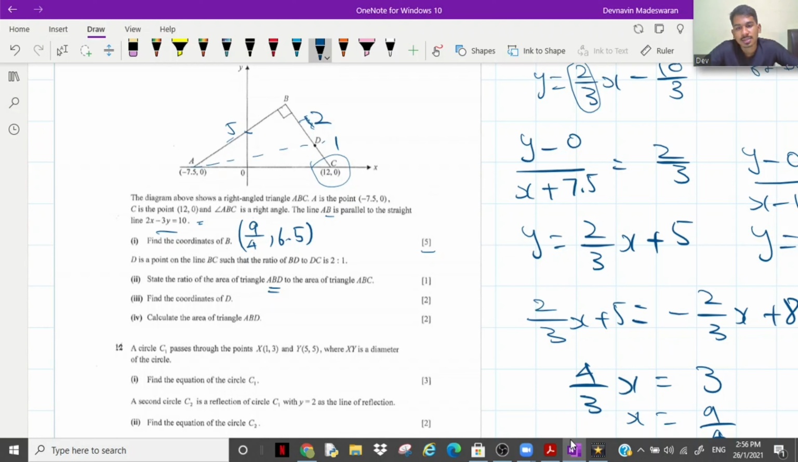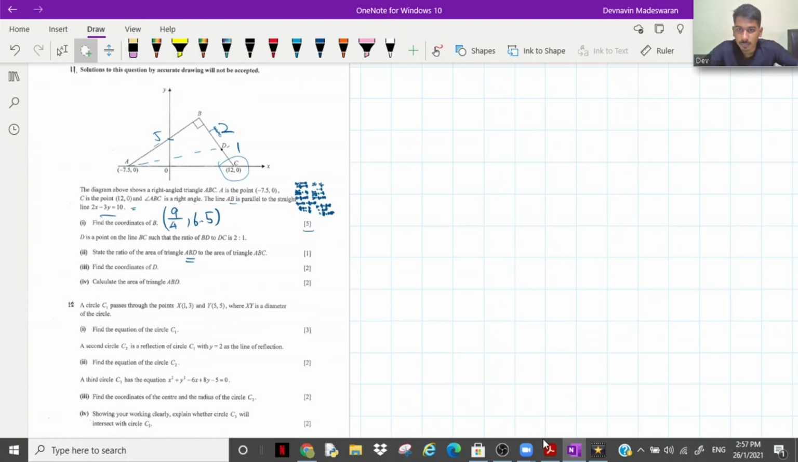Well, that just has to be like 2/3. No, area, so it's gonna be 2/3 squared. Wait, I need to clear this thing. Okay, so yeah, the ratio of ABD to ABC is gonna be 2/3 squared. It's gonna be 4/9.